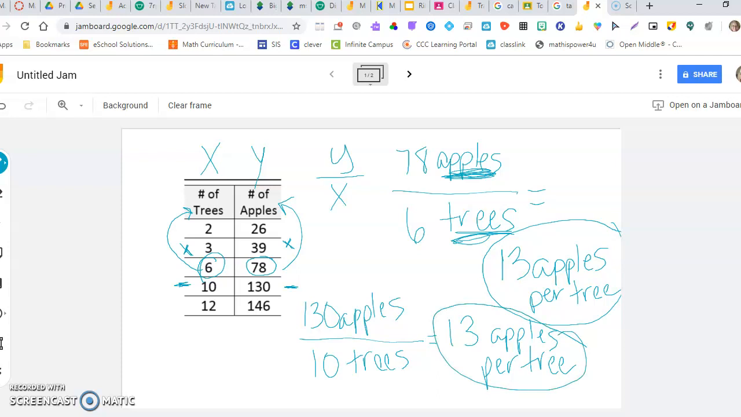Okay, let's try one more. Let's do 26 divided by 2. I still get 13 apples per tree. Hopefully this shows that it doesn't matter which x and y you pick, as long as the x and the y are in the same row. It doesn't matter which row of numbers you pick, you still should get the same answer.